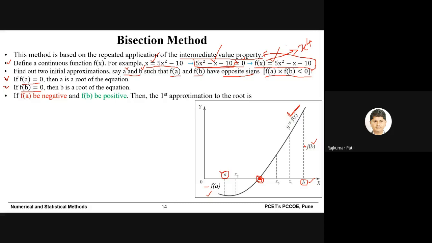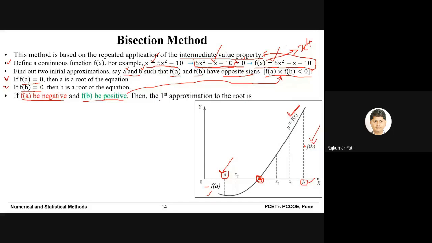The third step is, if f(A) is non-zero and f(B) is also non-zero, and f(A) is negative and f(B) is positive, then we can say that the product f(A) times f(B) is less than 0, and definitely the root lies between A and B. Here in the figure you can see that f(A) is negative and f(B) is positive, so the root is between them.